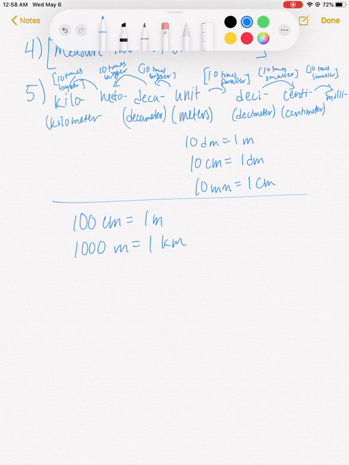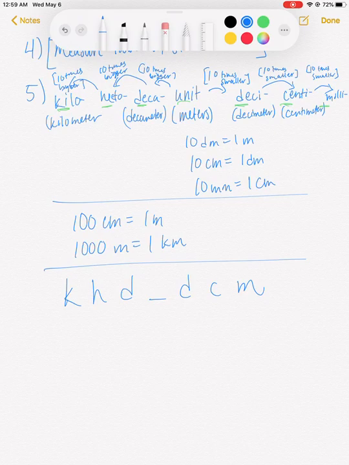Now to remember all of this stuff here, the kilo and the hecto and the deca and the unit and the deci and the centi and the milli, we use mnemonics. Something fun to remember: King Henry died drinking chocolate milk. And so that's the mnemonic to use. Once we have these metric units, we need to convert among them.